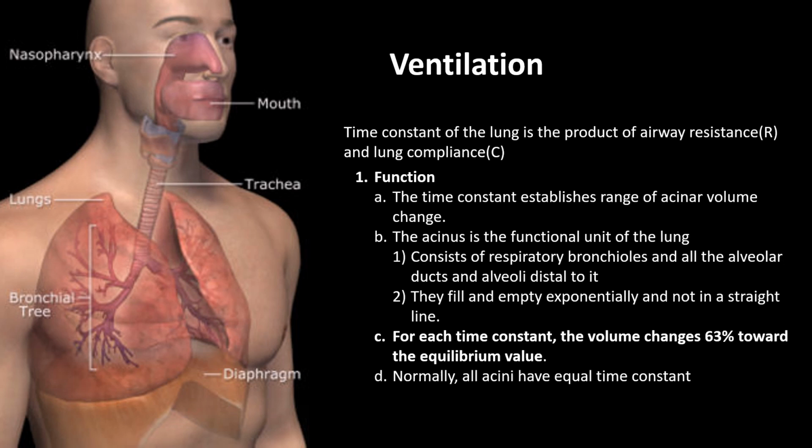Now, the time constant of the lung is the product of airway resistance and lung compliance. What is its function? The time constant establishes the range of acinar volume changes. The acinus is the functional unit of the lung. It consists of respiratory bronchioles and all the alveolar ducts and alveoli distal to it. They fill and empty exponentially and not in a straight line. For each time constant, the volume changes 63% towards the equilibrium value. Normally, all acini have equal time constants.